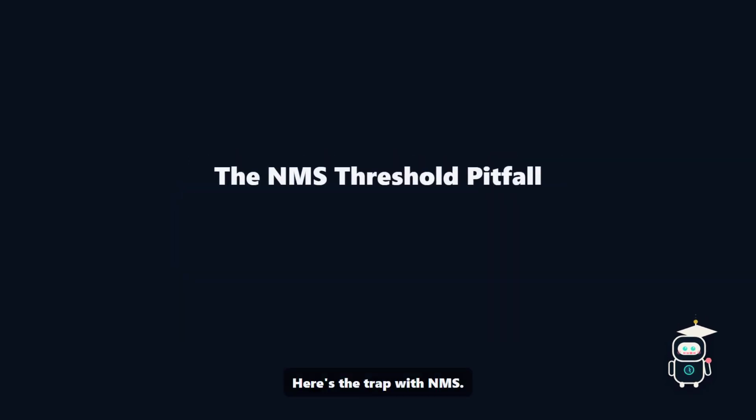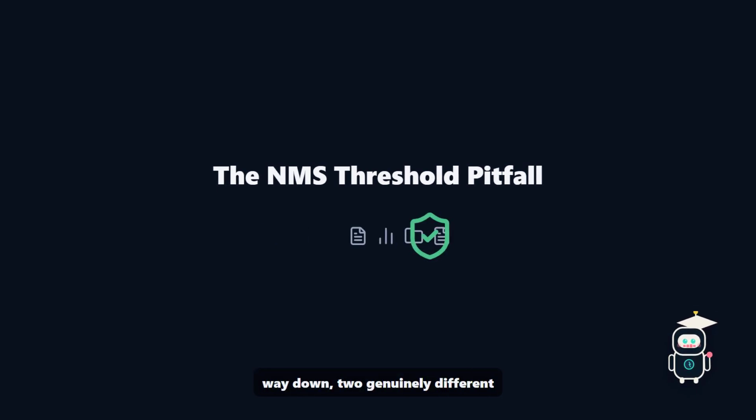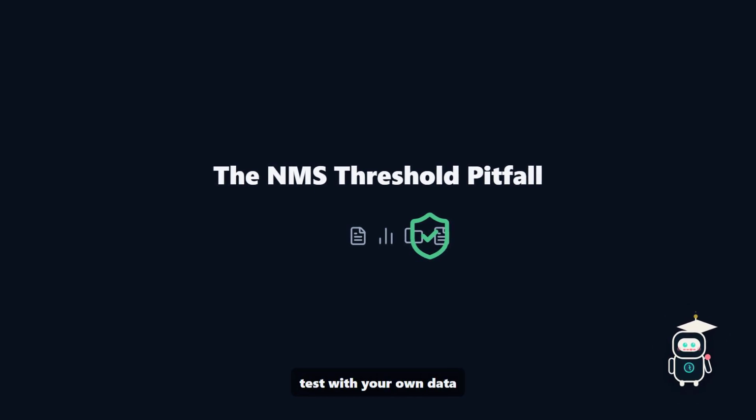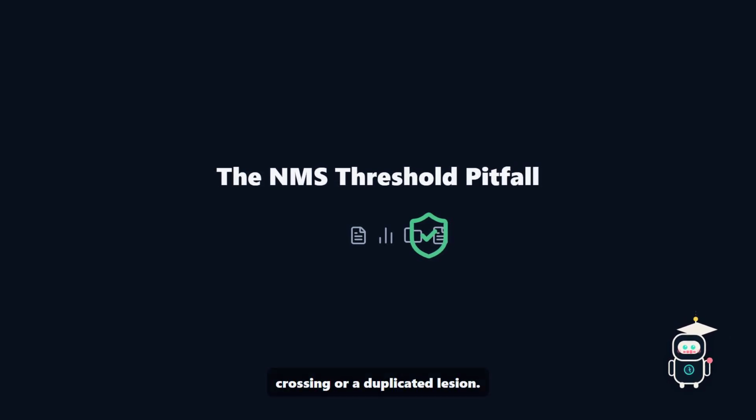Here's the trap with NMS. If you crank the threshold way down, 2 genuinely different objects that are close can get merged into one. Set it too high, and you'll see multiple boxes still clinging to the same object. A typical starting IOU threshold is 0.5, but you'll need to test with your own data. And always eyeball a few examples. A metric alone won't catch a merged rib crossing or a duplicated lesion.